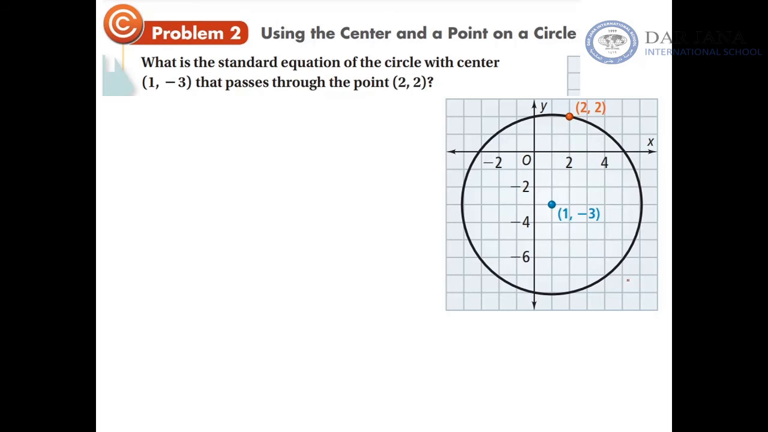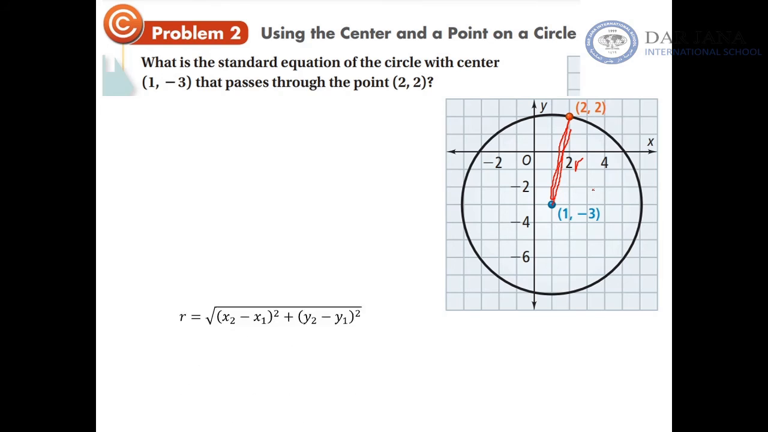Okay, let's move on. Now, if I have a graph, I can take the information from the graph. What is the standard equation of the circle with center (1, negative 3) that passes through the point (2, 2)? So here they didn't give us the radius directly, but they told me that this point right here is the center, and this point right here is on the circle, which means the distance between these two points should be the radius. So how do I calculate the radius in this case?